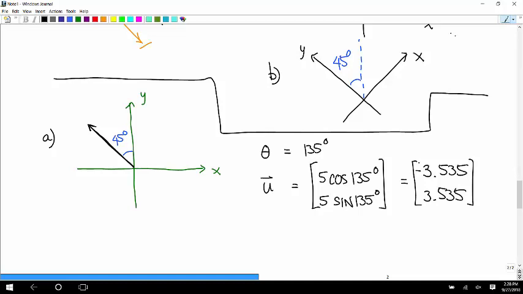And what that says is, that's the x and the y component. So to get from the tail of the vector to the head of the vector, you first go along the x-axis, and the negative says you go in the negative direction. You go a distance of 3.535 along the negative x. And then from there, you go in the positive y direction, another 3.535. Okay, so in that first coordinate system, these are the components.